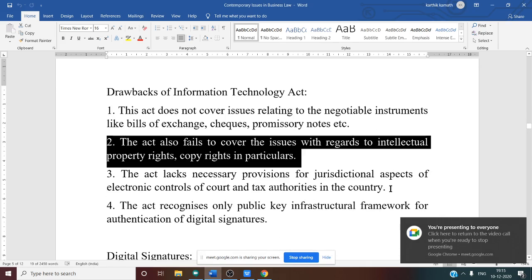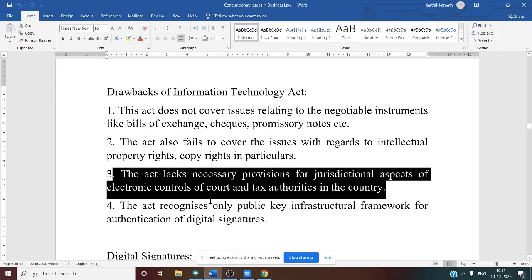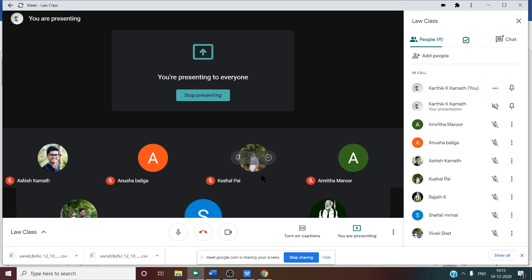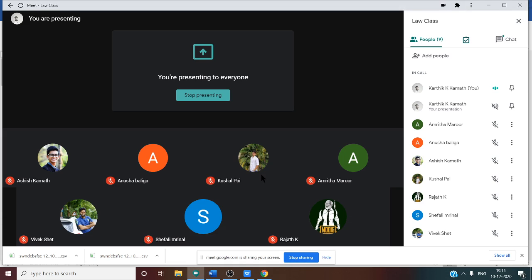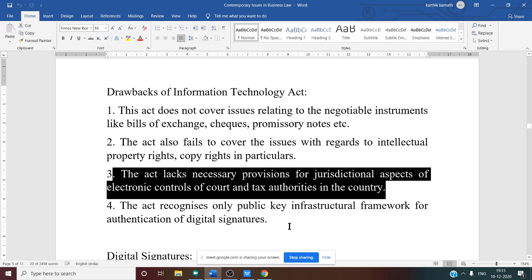Now, the third point, if you see, the Act lacks necessary provisions for jurisdictional aspects of electronic control of the court and tax authorities in the country. That means, in short, you can say the IT Act gives the rules and regulations for common people. But for government authorities or the tax department, there are no specific provisions involved.